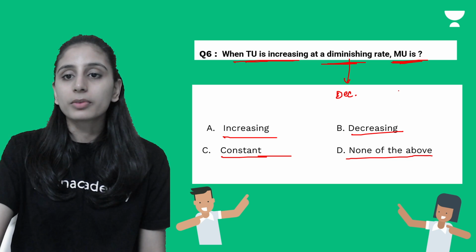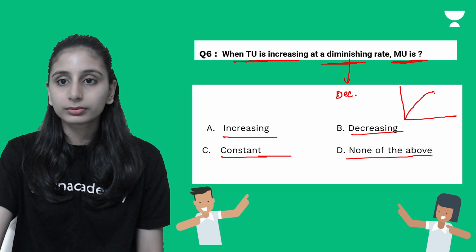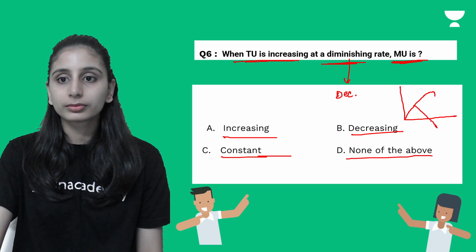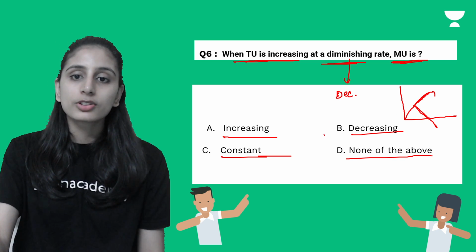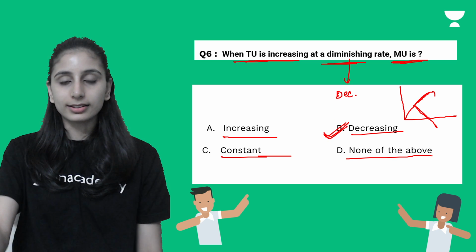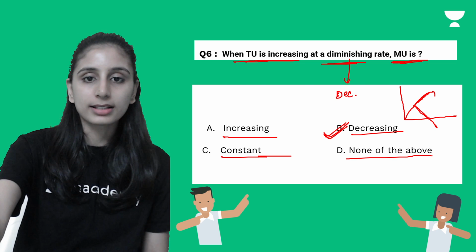Let's see this from graph only. When TU is increasing, so our TU here is increasing, MU is decreasing. The correct answer is B, decreasing. Now we'll see a table. Okay, after that we'll wind up the class.